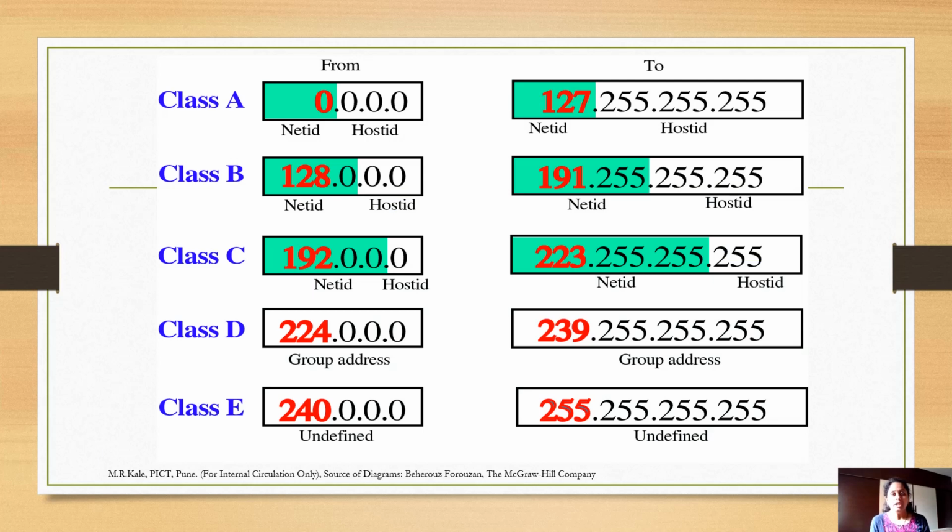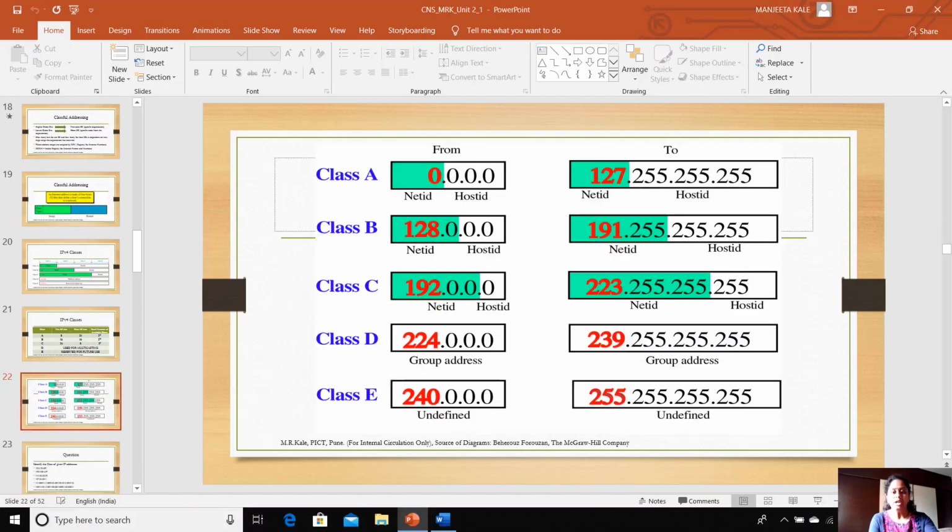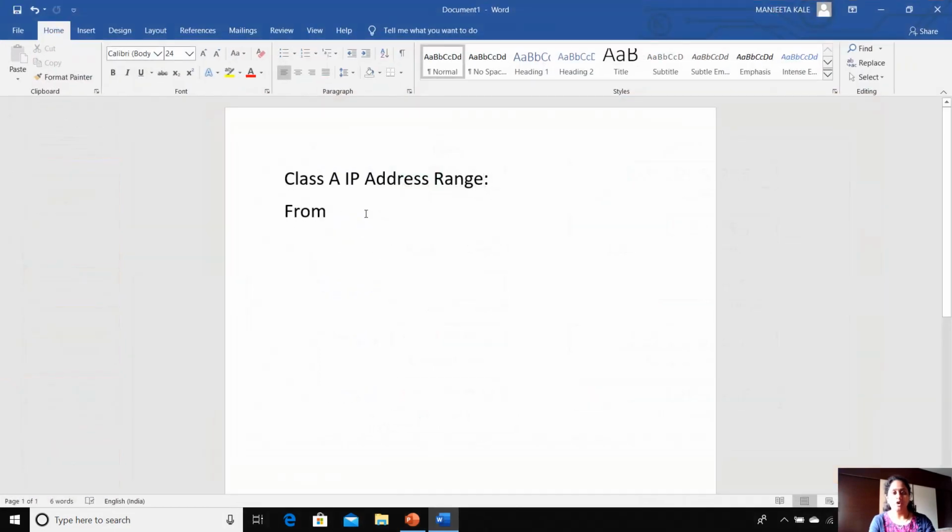Here we have the ranges of IP address classes. For class A, we have the range 0.0.0.0 to 127.255.255.255. Now let me give an example of how these IP address ranges are formed. For the class A range, obviously the starting bit must be 0, because the class type is 0 for class A. Apart from this bit, the first address of class A will have all zeros, right?